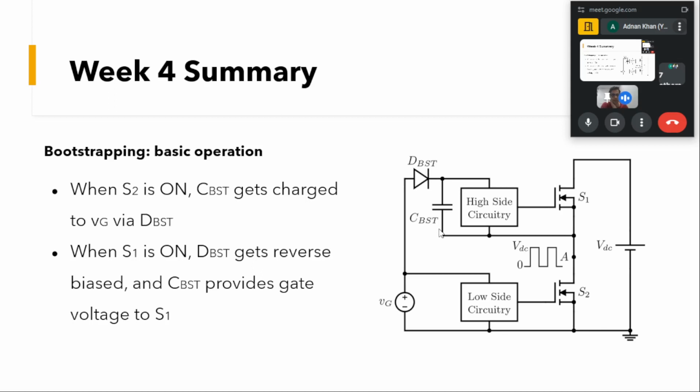So now, as soon as this S2 is turned off, there is a 15 volt voltage across this capacitor, and this voltage, if you can see, this point is connected to our source, and now this voltage will drive our high side switch. If you can see, that is with respect to this source point. So in this way our high side switch is turned on using this bootstrap circuitry.